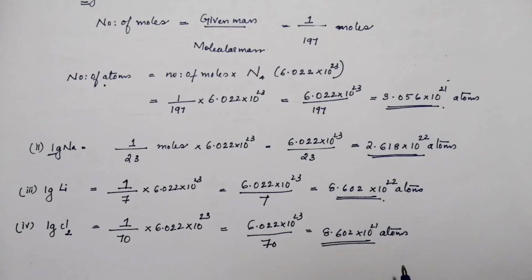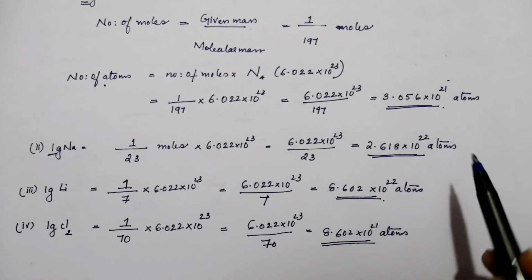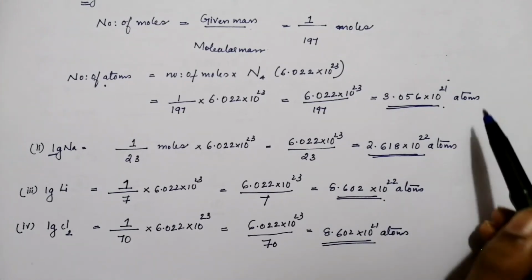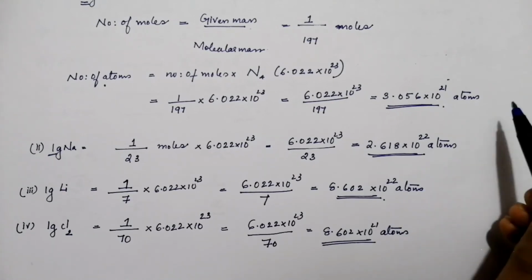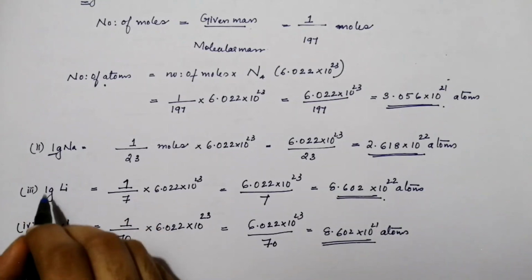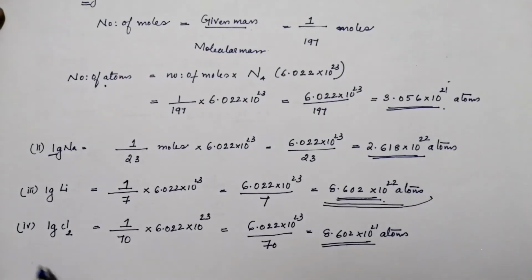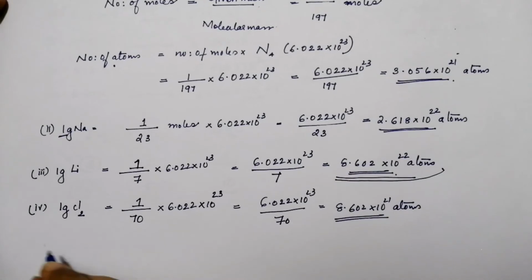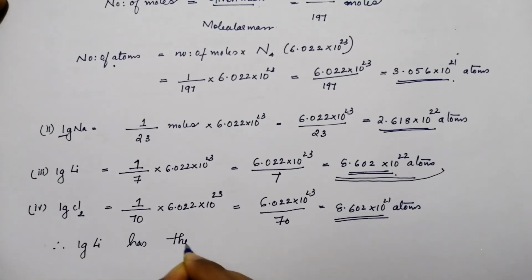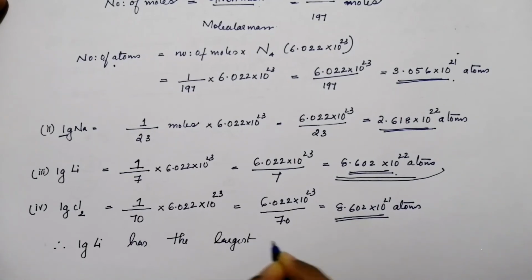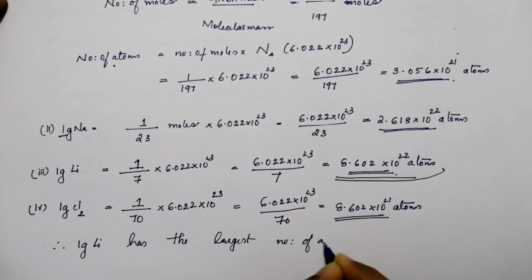Now we are asked to calculate which among the following will have the largest number of atoms. We have calculated the number of atoms for each of the samples, and these are the number of atoms. By looking at the solutions, we can say that in the case of lithium, we have the largest number of atoms. So let us write the final answer as 1 gram of lithium has the largest number of atoms. And this is the answer for this question.